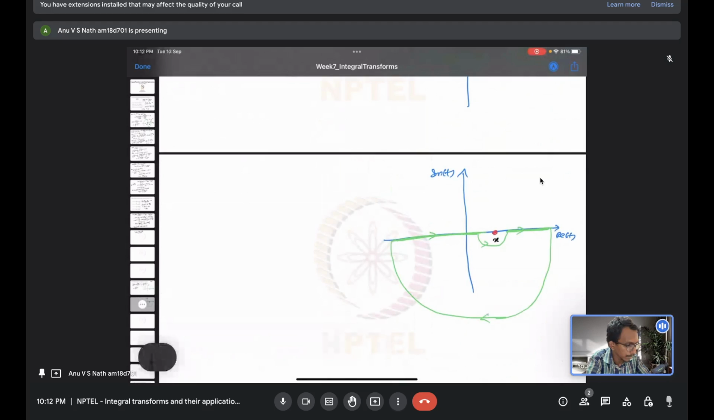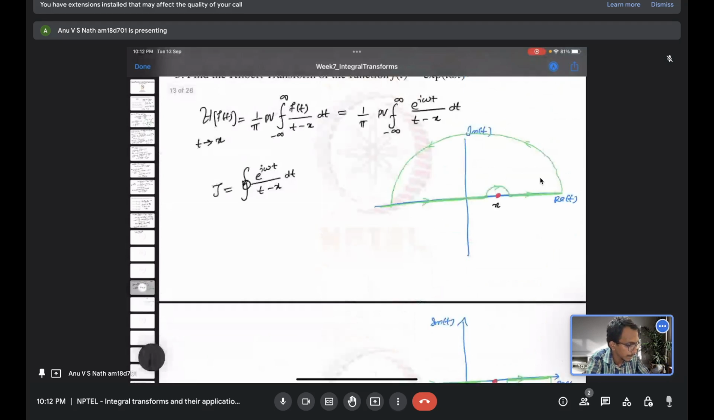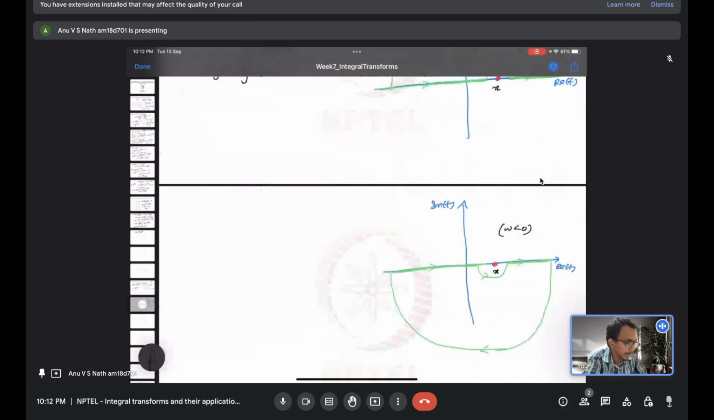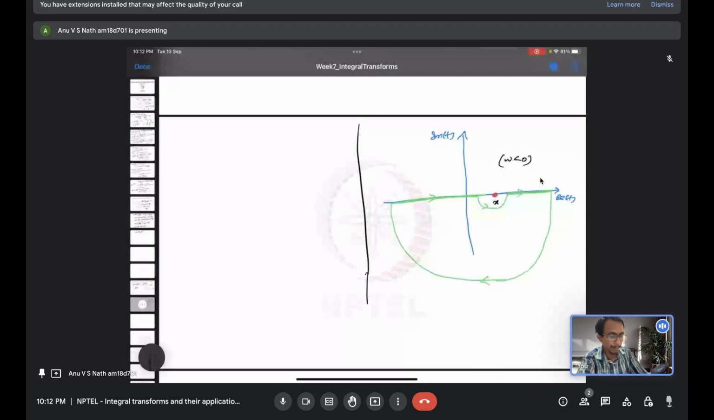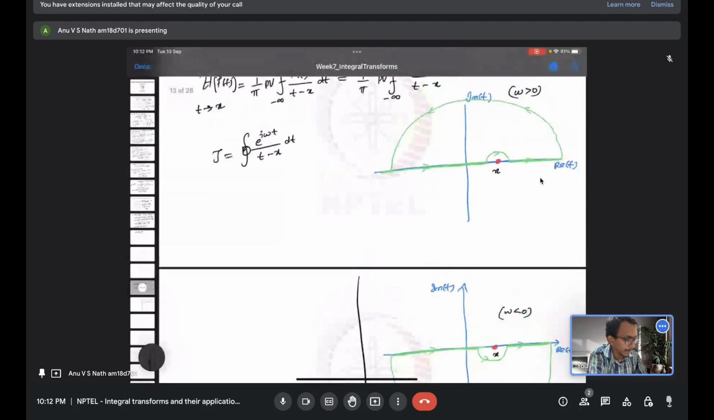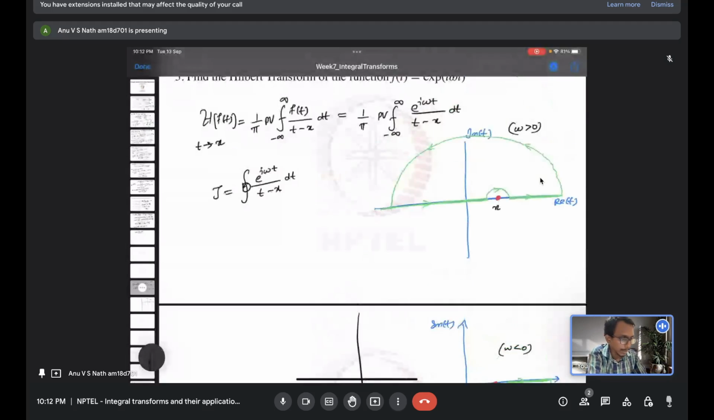So this is when omega is greater than 0, and this contour when omega is less than 0. So why such a distinction? That probably I will tell now, but I will show for omega greater than 0 and omega less than 0. You can try it yourself, identical, just that you change the contour.